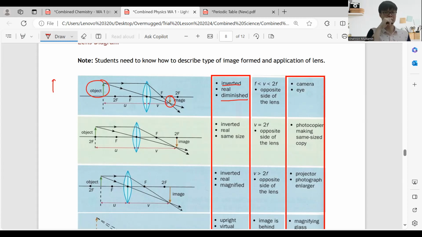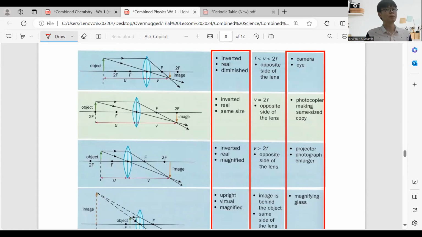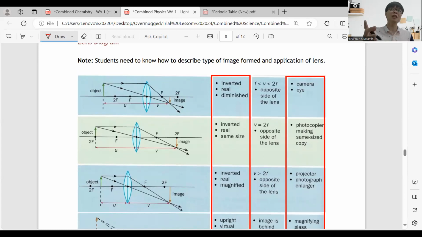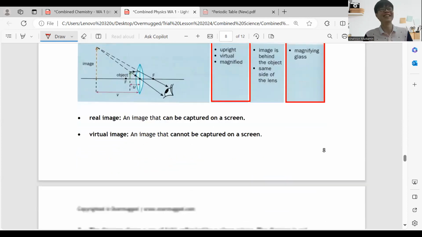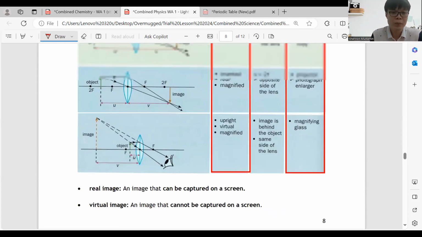Okay, this is the back of the notes as well. What else you need to know is the application. Basically these two boxes highlighted in red are the things in your syllabus that are most commonly tested. It's on page 8. So just take note of the two red boxes. That's the minimum. But unfortunately, if your school is going to test the drawing, you need to know how to draw, then you can get these easy marks.